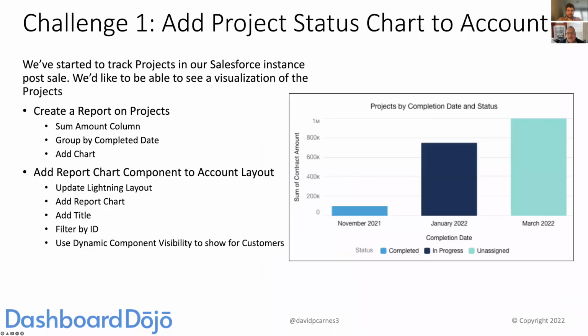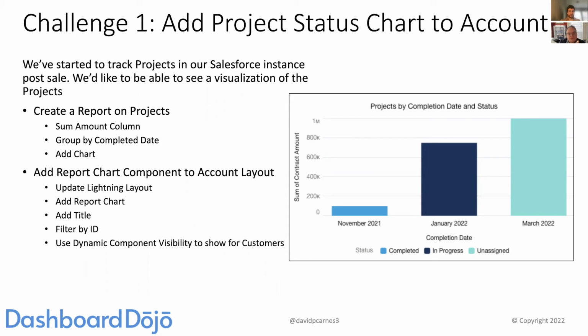All right, let's do 2 quick challenges. So let's add a project status chart to an account. We've started to track projects in our Salesforce instance post sale. So we sell something and we now are tracking that. OpFocus has done this now for well more than a decade. We've had a project object in our system, which tracks the delivery team, the consultants and developers track their work. So I created a simple project object.